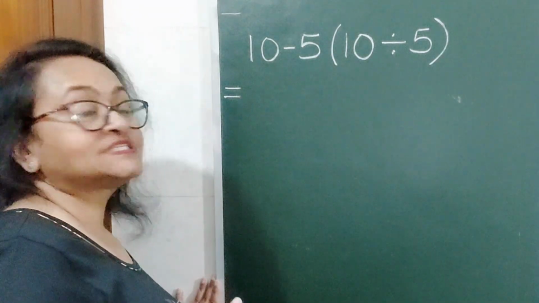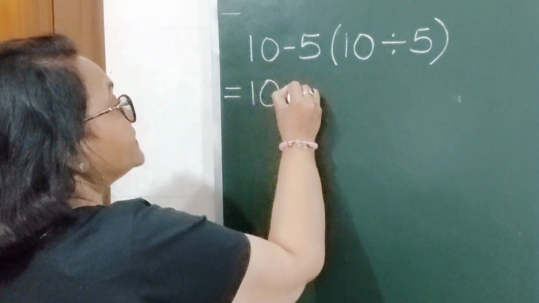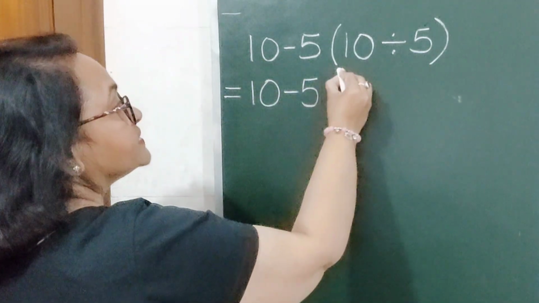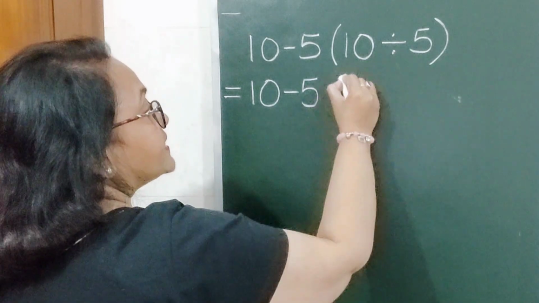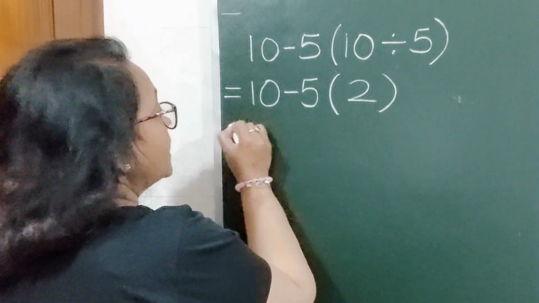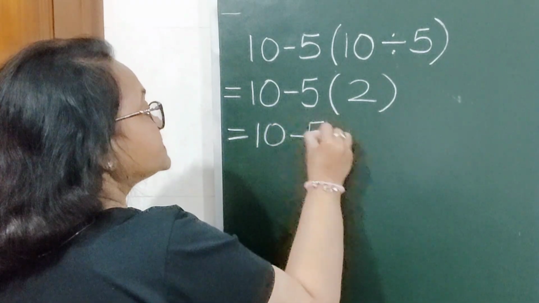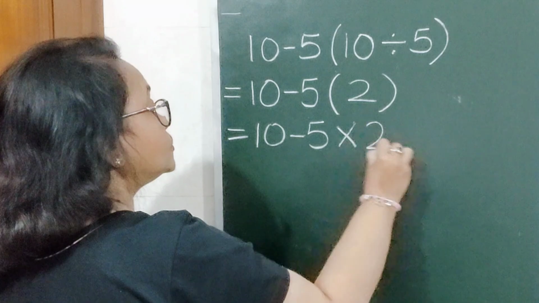As per BODMAS, first of all, we will solve the bracket. So 10 minus 5 will be written as it is, and 10 divided by 5 is equal to 2. Now we will open the bracket first. 10 minus 5 multiplied by 2.